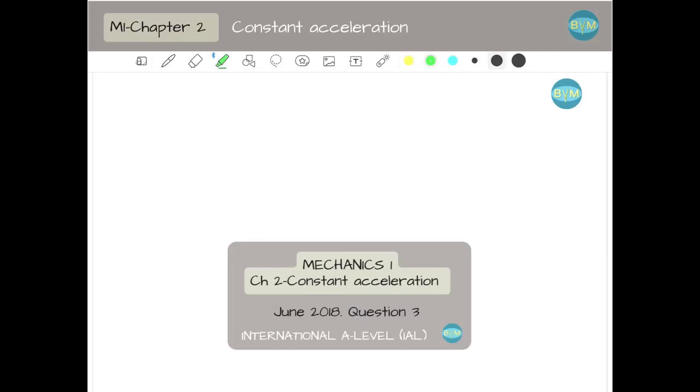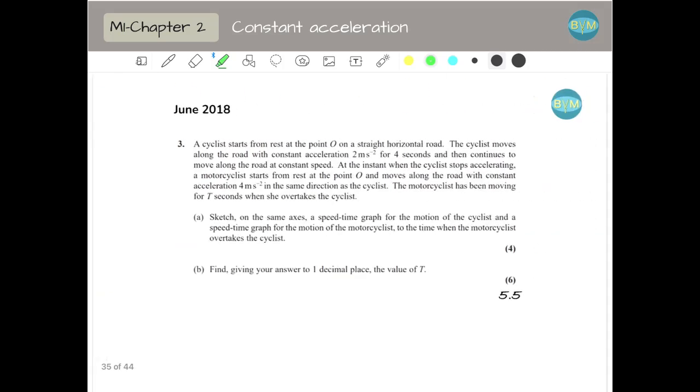This is question 3 on the June 2018 paper. It's a constant acceleration question. So you have a cyclist who starts from rest at the point O on a straight horizontal road. The cyclist moves along the road with constant acceleration of 2 meters per second squared for 4 seconds, and then continues to move along at a constant speed.